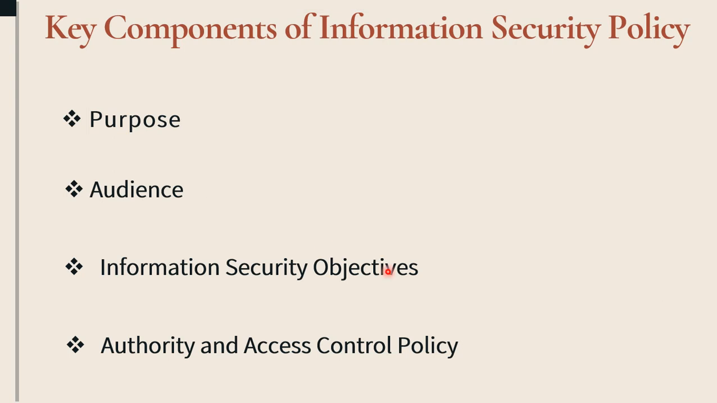The third component is about information security objectives. It means what are the objectives behind determining this information security policy, what should be determined while framing it. There are three components of information security objectives. The first one is confidentiality, meaning individuals without authorization are not in a position to access the data or information of a particular organization.